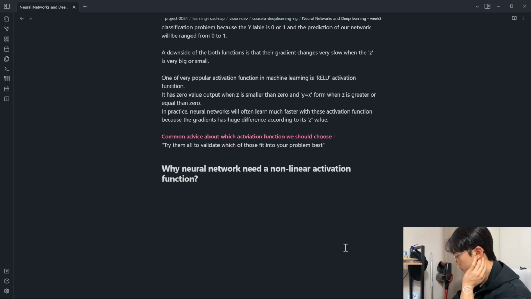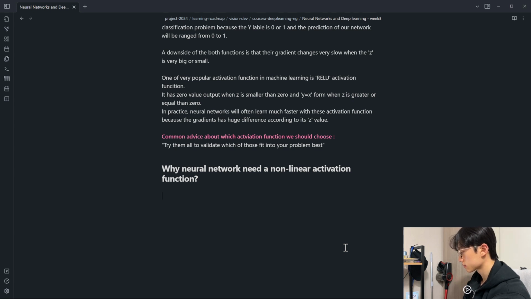Why does a neural network need a nonlinear activation function? Turns out that for your neural network to compute interesting functions, you do need to pick a nonlinear activation function. Let's see why. So here are the forward prop equations for the neural network. Why don't we just get rid of this?